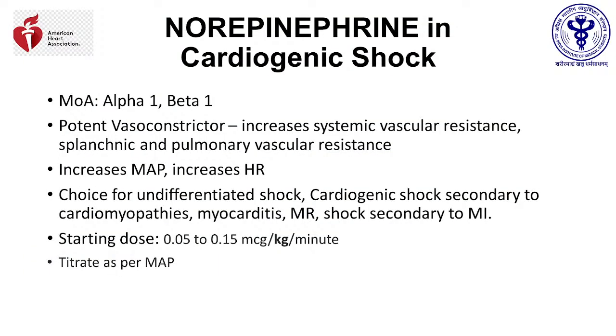So coming to norepinephrine in cardiogenic shock, discussed already: alpha 1, beta 1 action, potent vasoconstrictor, increases systemic vascular resistance, pulmonary vascular resistance, increases MAP, increases heart rate. Choice for undifferentiated shock, cardiogenic shock secondary to cardiomyopathies where the ejection fraction is the issue. First you need to increase the MAP and then focus on the ejection fraction. Patients with myocarditis, valvular heart disease, specifically MR, and shock secondary to MI. Starting dose is 0.05 to 0.15 mcg per kg per minute. Titration to be done as per the MAP of the patient.